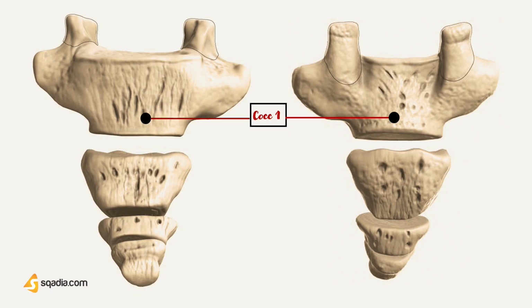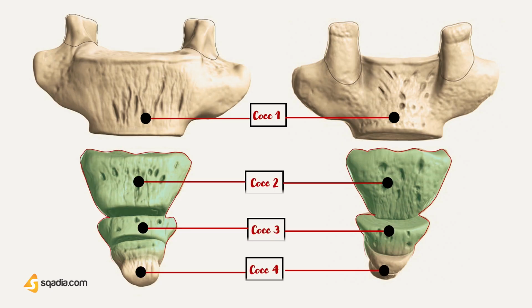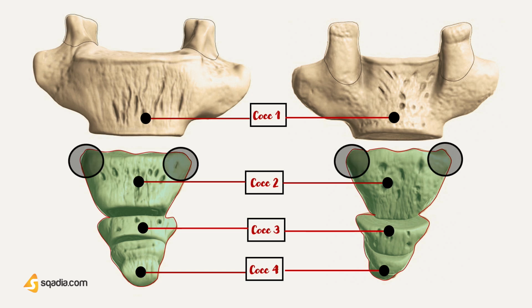Now coming to the 2nd, 3rd, and 4th coccygeal segments. If we look at them, they are merely bony nodules successively diminishing in size and fused together. The second piece may show rudiments of transverse processes too.